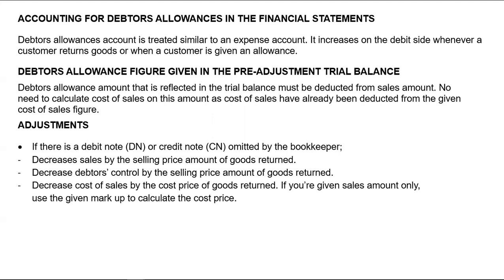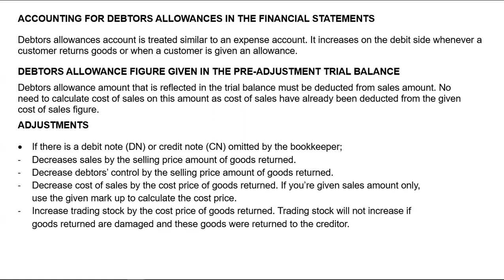The last part will be to increase trading stock by the cost price of goods returned. We reduce cost of sales. Cost of sales is an expense, so when cost of sales decreases, it decreases on the credit side, and that is at cost price. And then we increase trading stock on the debit side because it's an asset. Assets increase on the debit side at cost price.